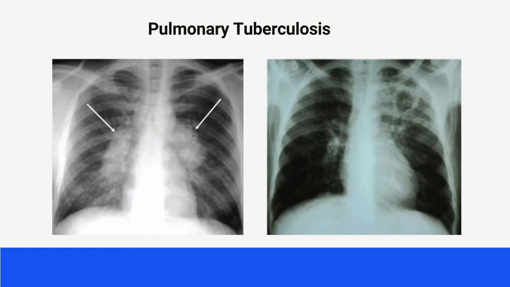In the first X-ray, the arrows are pointing towards the hilar lymph nodes, the white opacities in the lung hilar regions, showing the enlarged lymph nodes. In the second X-ray, you can see a cavitating lesion in the upper lobe of the left lung, which is caused by the caseating necrotic lesion of the tubercle bacilli.